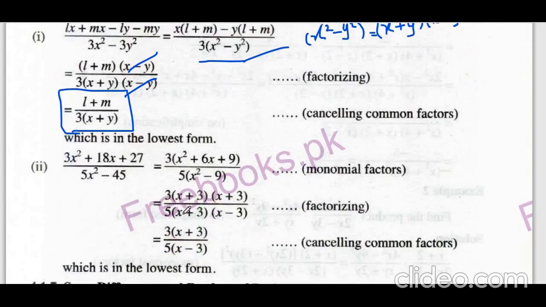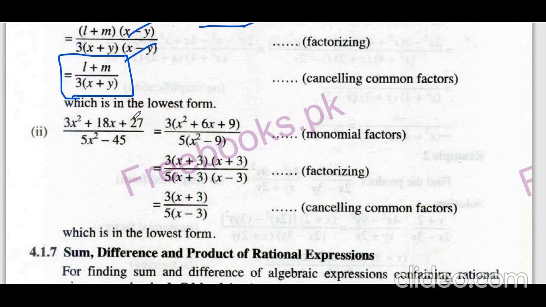Okay, example number 2. 3x square plus 18x plus 27 divided by 5x square minus 45. This is an algebraic expression, and now we are going to factorize it. We can factorize the numerator and denominator because there are some terms which we can take common. There are some factors which can be made. It can be simplified. Take 3 common from the numerator, then it becomes x square plus 6x plus 9. And in the denominator, take 5 common, x square minus 9.